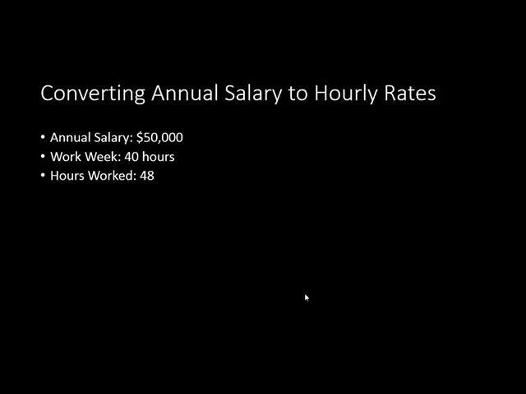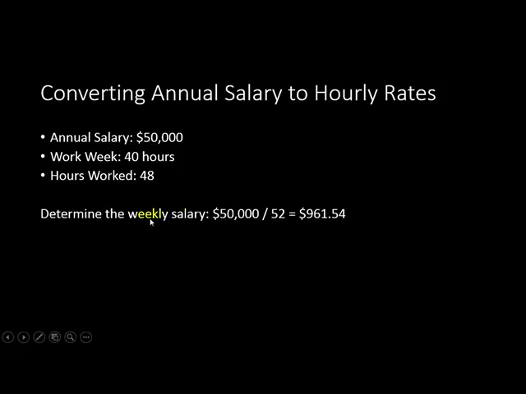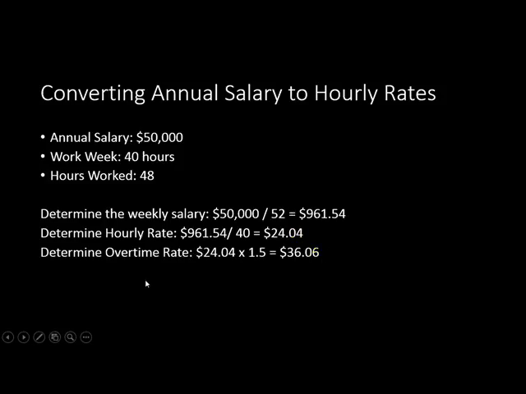Converting annual salary to hourly rates, we will need to determine what the weekly salary is, so we will divide by 52 to determine that $19,961.54 is the weekly salary. Determine the hourly rate, divided by 40, gives us $24.04 per hour. Determine the overtime rate by multiplying by 1.5. That gives us $36.06 for overtime.